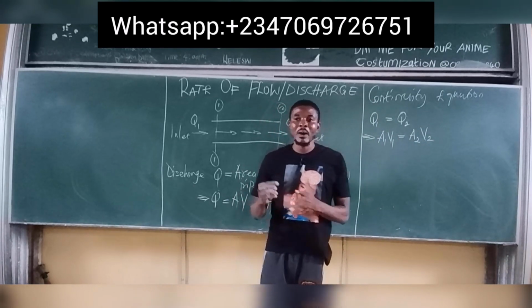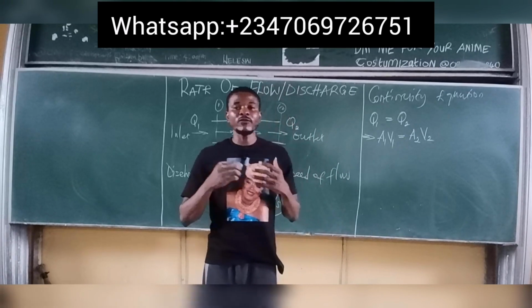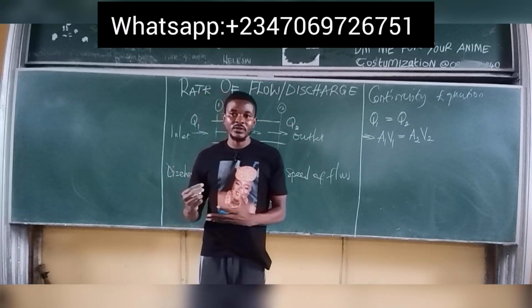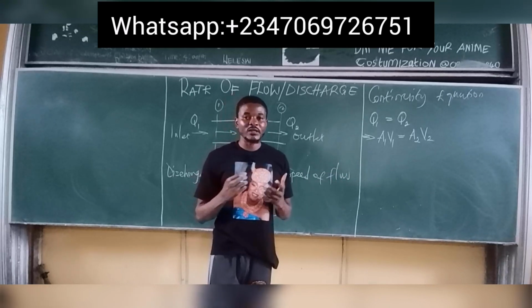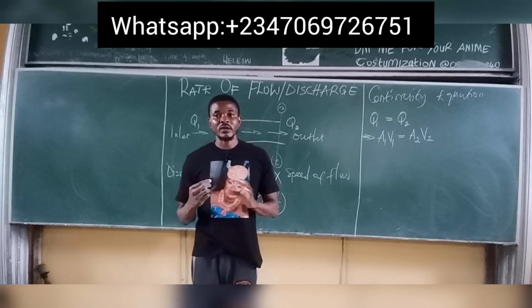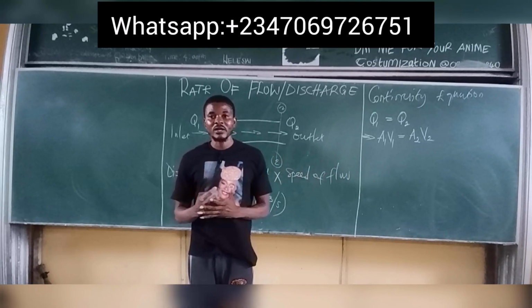The rate of flow at one portion of the pipe must be equal to the rate of flow at the other portion of the pipe for the flow to be continuous. Okay, so that is basically all that governs rate of flow or discharge through a pipe. So let's start with a simple problem and see how we can apply this given equation.